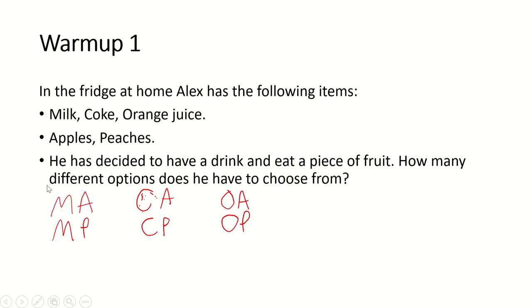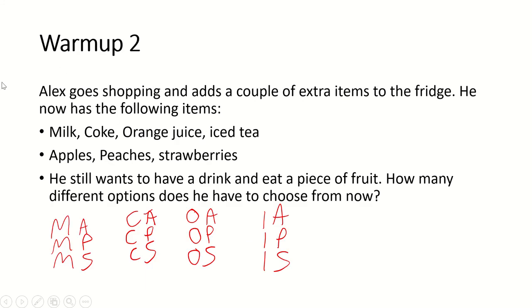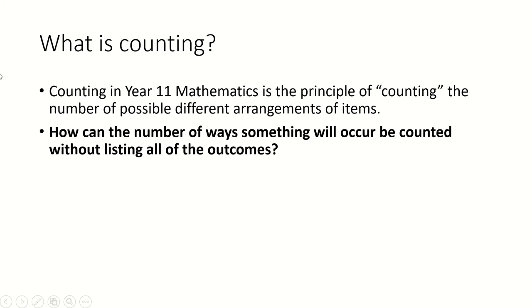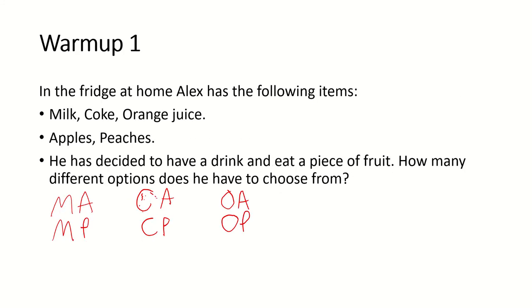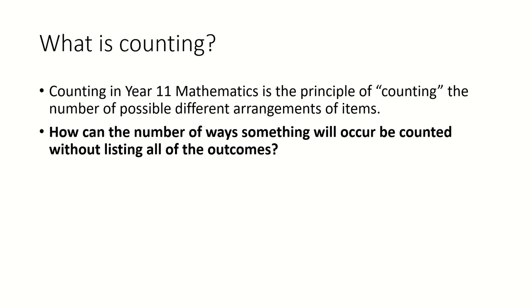3 and 2, 6. 4 and 3, 12. In year 11 maths, we're not just going to count things. It's time consuming. We're going to look at counting as the number of possible arrangements. We're going to look at permutations, combinations, etc. later on. But basically, this is the broad question: how can the number of ways something will occur be counted without listing all of the outcomes? We don't want to have to list all the outcomes. It's time consuming, especially if there are more options to choose from.